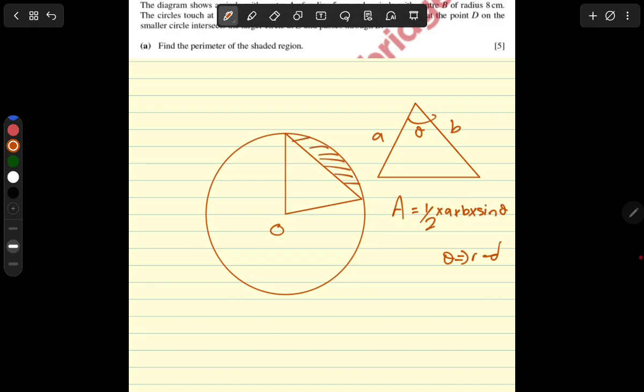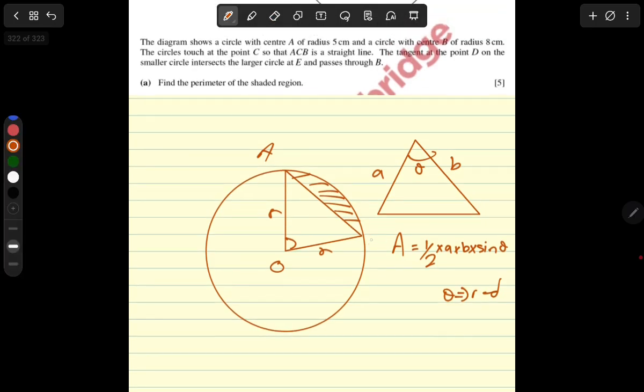So if this is O, this is A, this is B, then definitely this is R, and this is theta in radians. So the area of this sector is going to be half r square theta. This is going to give me the entire sector, but from here I need to subtract this area, and this area is going to be minus half r square sine theta.